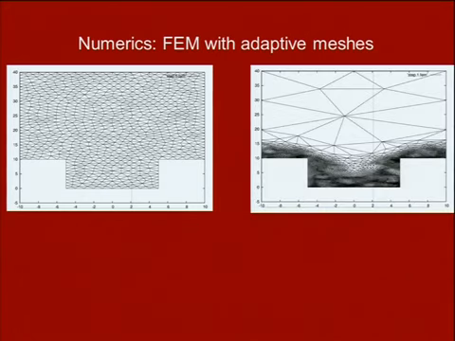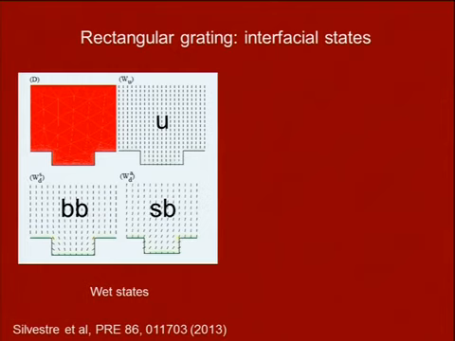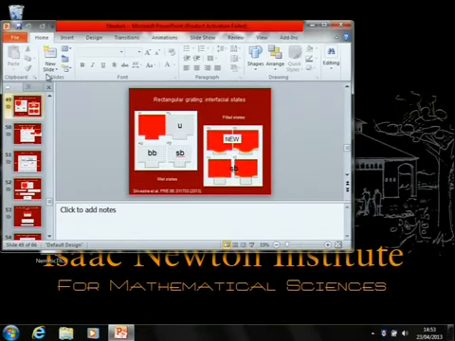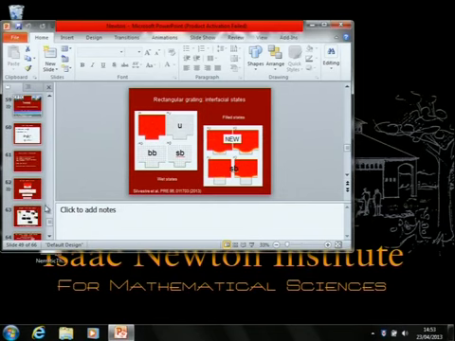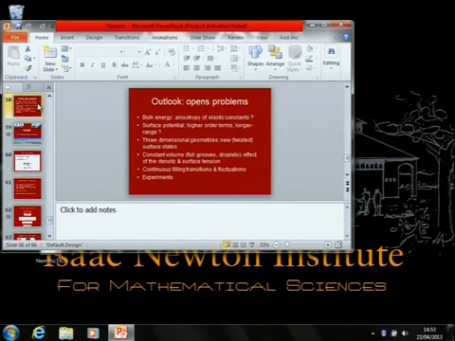This is a bit about the numerics. We use finite elements with adaptive meshes, and this is a typical grid, with typical accuracies. The accuracy, you can go up as much as you want. If you stay away from the phase boundaries, you don't need to go to these. And I think I'll go to the end, because those are the most important messages, and I just want to show you some open questions here.